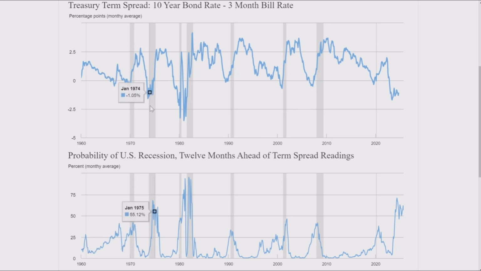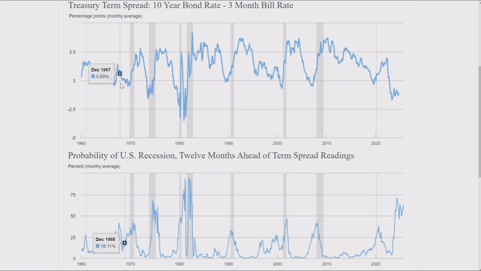The gray bars represent recessions. The last major recession we had was in 2007. On the chart, you'll see right here the zero. This is the baseline. And you can see right here where the inversion occurred, when it went below zero. And you can see when it uninverts, when it goes back up above the zero, the recession happens shortly after that. And it's happened like that every time throughout history.